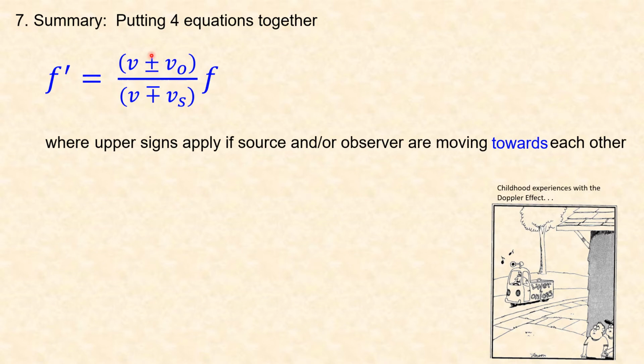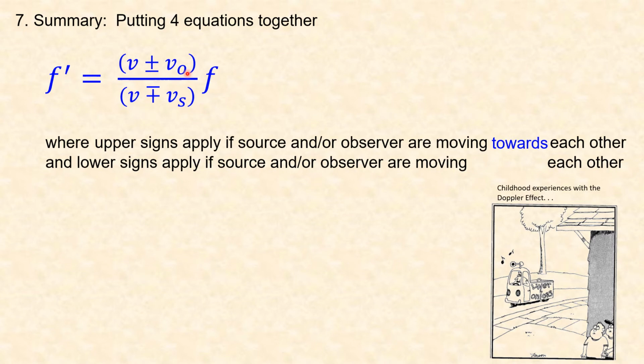So notice here that if we use the upper signs, using a plus sign in the numerator means we're adding these speeds, making the numerator bigger, giving a higher frequency. And if we use the upper sign in the denominator, it's a minus sign. So when we subtract these 2 speeds, we make the denominator smaller rather than bigger, which will make the frequency bigger.